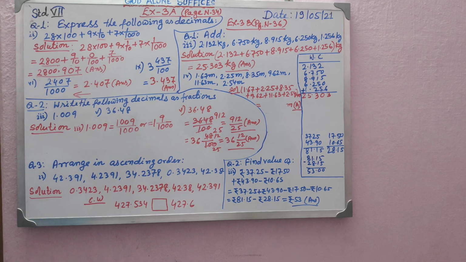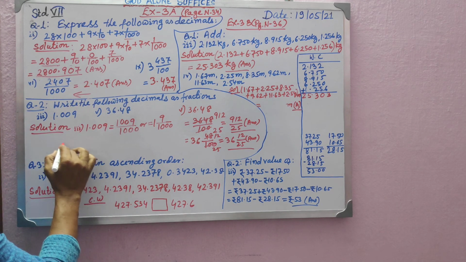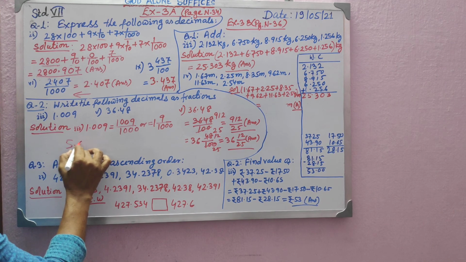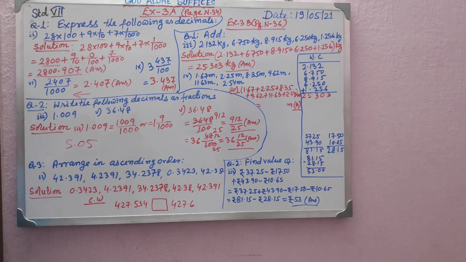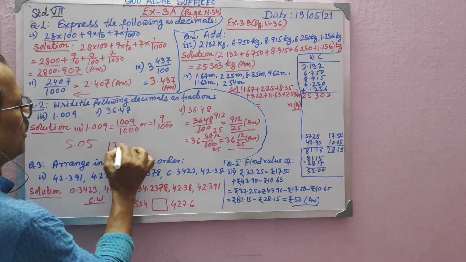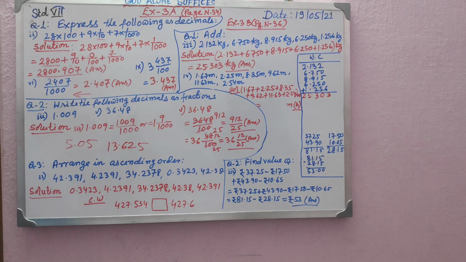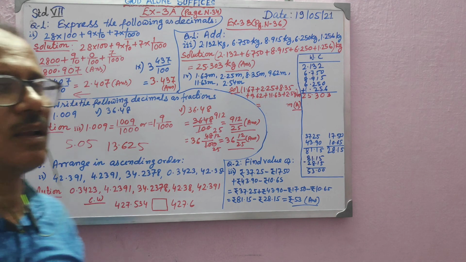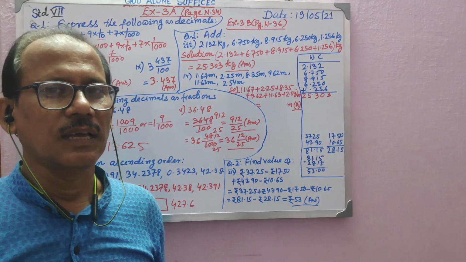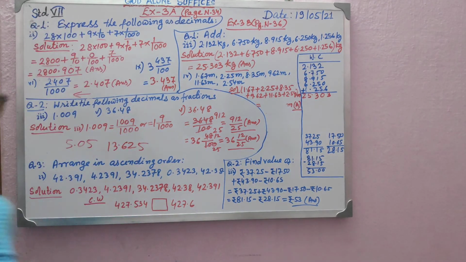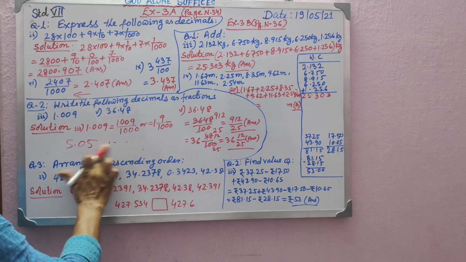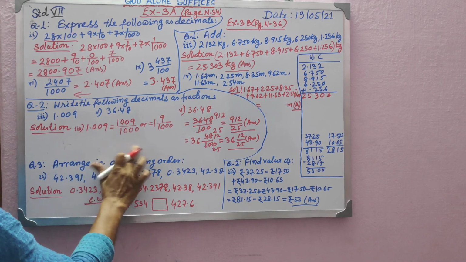How will you say a decimal? Let me tell you. If you have got something like 5.05, you don't say 5.5, you say 5 point 0 5. If you have got something like 13.625, don't say it as thirteen point six hundred twenty-five, say 13 point 6 2 5. So the decimal part will be uttered with the digit names, with all the digits separately named. Do you understand me? I hope you know it.